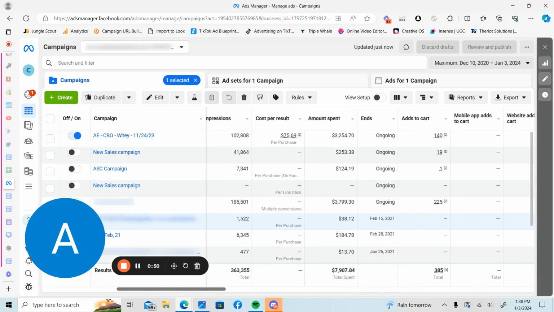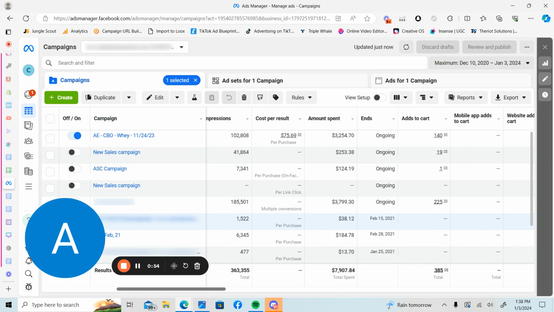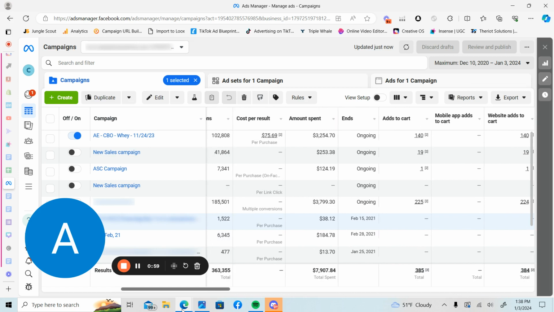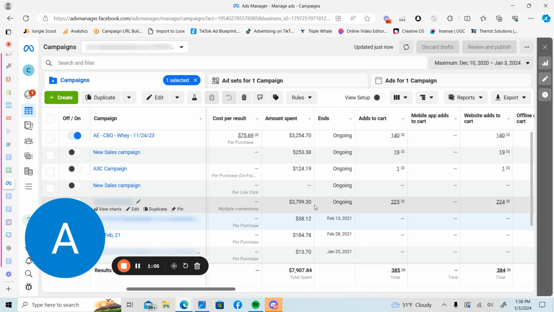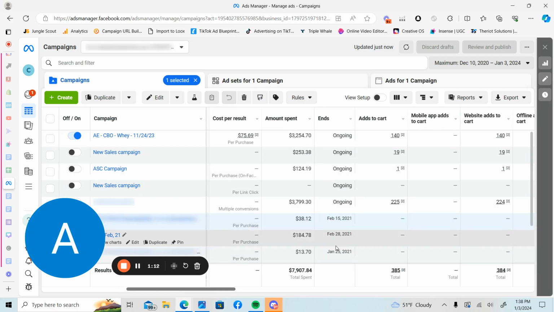So when we're looking at this, we can see here that most of them have not had a significant amount of spend. Only one campaign really has had a significant amount of spend. So most of these, $250 here on this campaign, $120 something here, $38 here. So these are not being run for long enough to see any kind of consistent results, if that makes sense.